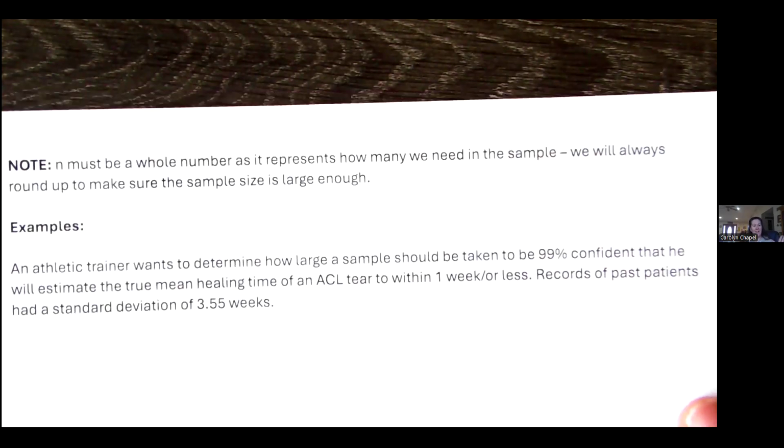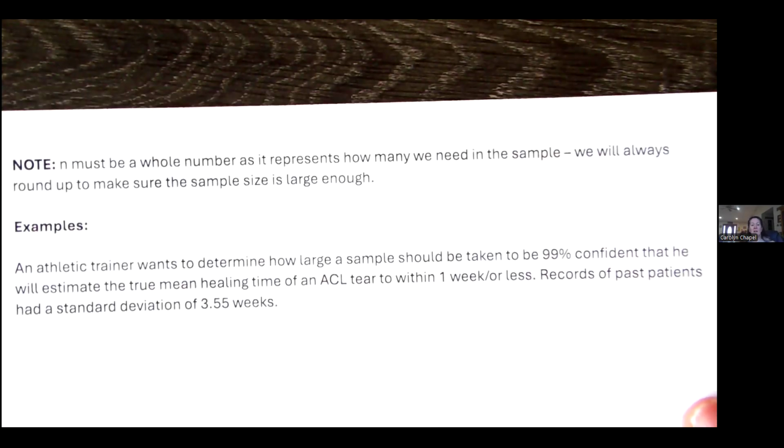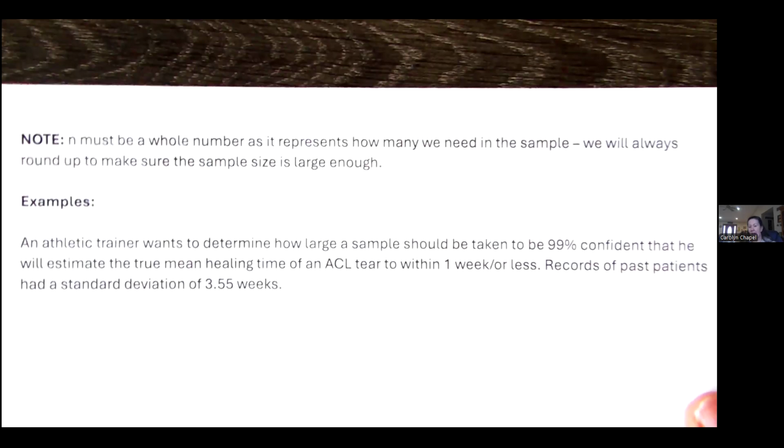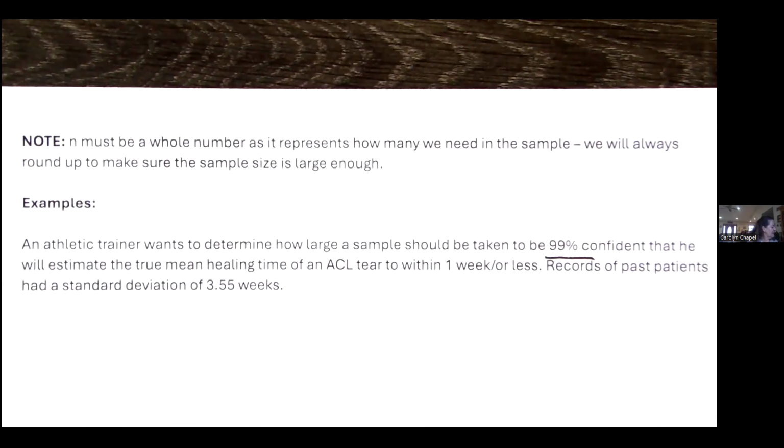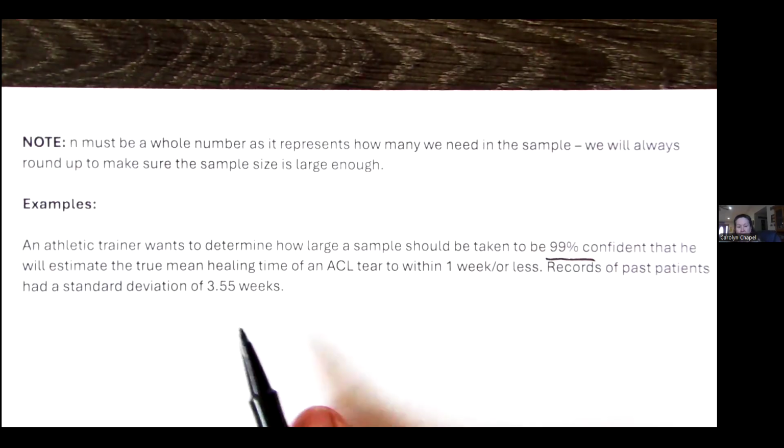Okay, so let's say I have an athletic trainer who wants to determine how large of a sample should be taken to be 99% confident that his true average for healing an ACL tear is within 1 week or less. So he wants to make sure that once he gets this average, if we go 1 week in either direction, we will be getting that 99% confidence level. And the records of past patients show a standard deviation of 3.55 weeks, which is something we needed.